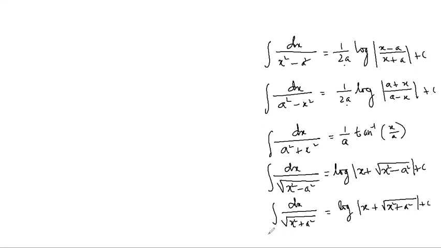Then comes the last formula. I don't want to change this. Root of a square minus x square, whose derivative is 1 upon root 1 minus x square? Sine inverse. So your answer is sine inverse, so no prefix, sine inverse x by a.